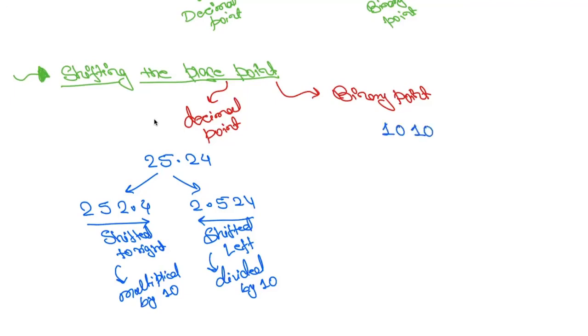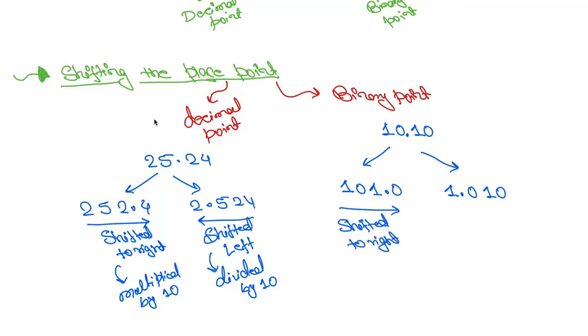Now, if we have 1010, right, point here, and if we have something like 101.0, and if we have 1.010, here what have we done? Shifted to right, and here shifted to left. What have we done actually? What is the change in the number? Here 25.24 became 2.524, and here it became 252.4.